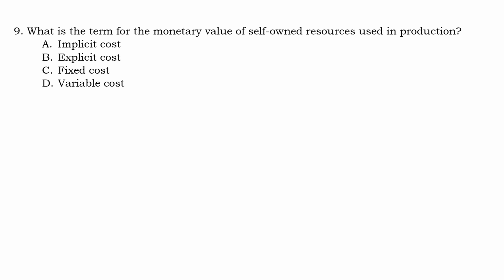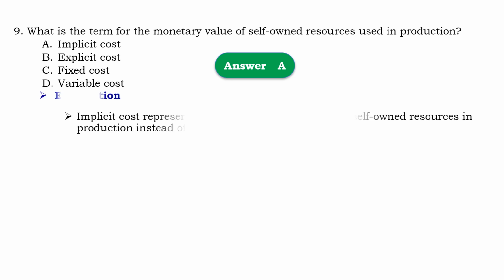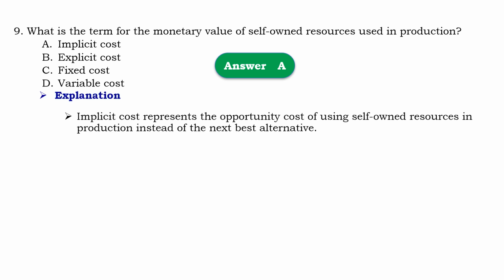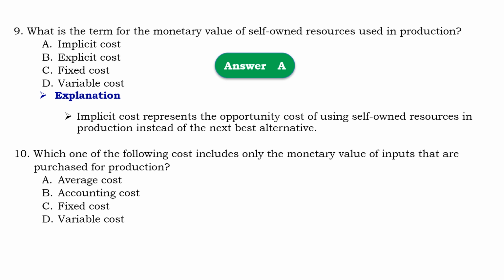Question number 9. What is the term for the monetary value of self-owned resources used in production? So that should be A, implicit cost. Means that implicit cost represents the opportunity cost of using self-owned resources in production instead of the next best alternative.